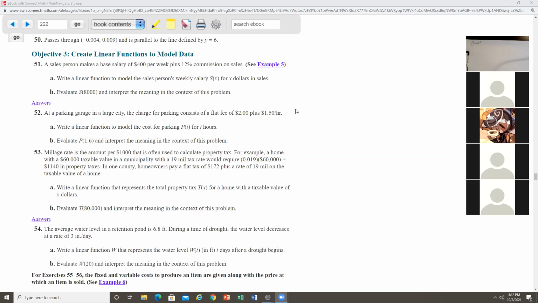Write a linear function to model the cost for parking. P of T is the price to park in that garage for T hours. They want you to come up with a linear function that models this situation. All right. So, ladies and gentlemen, how are we going to do that?